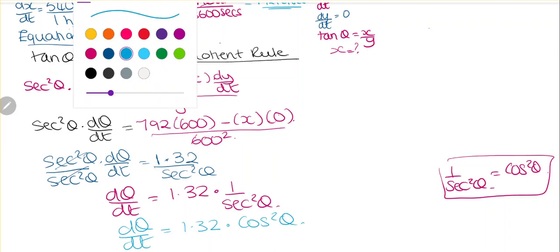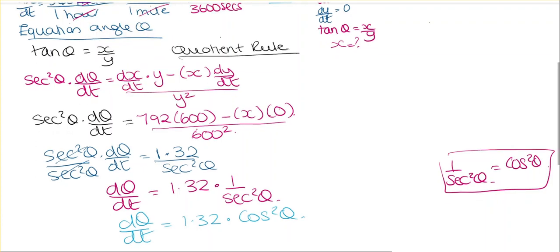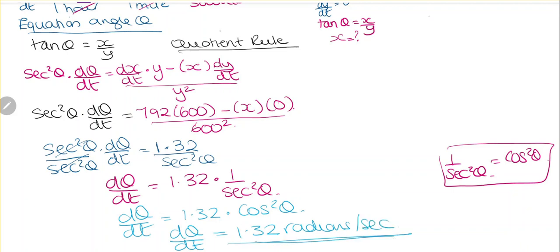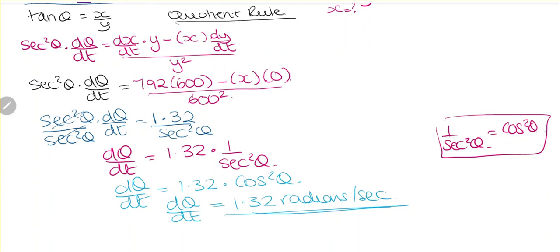And what do we know about cosine? Well, for cosine we've got minus 1 and positive 1, so the maximum is 1, the minimum is minus 1. So if we substitute this in, minus 1 squared or 1 squared is just going to be 1. So d theta by dt is 1.32. We've changed this to seconds and our angle is going to be in radians, so this is radians per second. The angle is positive, so it's going to be increasing at a rate of 1.32 radians per second.